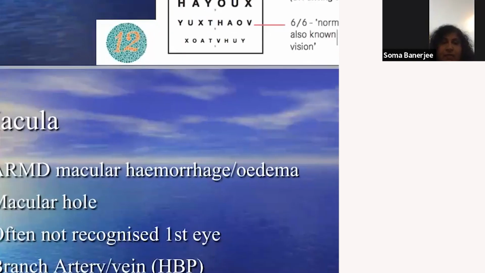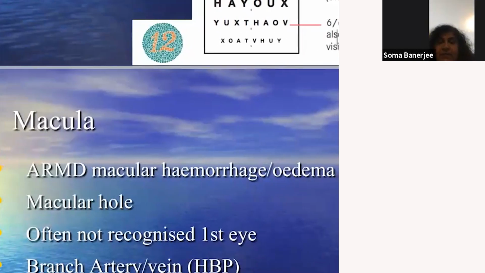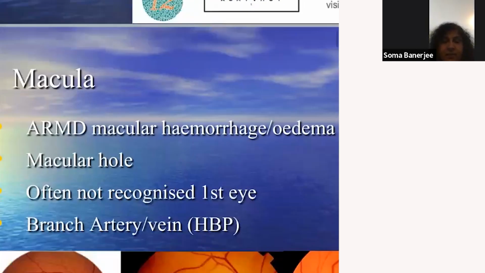So you can have several places where the problem happens. Certainly, if there's a problem with your macula, which is the center part of the eye, then there will be a reduction of vision. And age-related macular degeneration is a very common cause in the elderly for reduced vision. And the picture on the left-hand side bottom there shows a picture of macular degeneration.